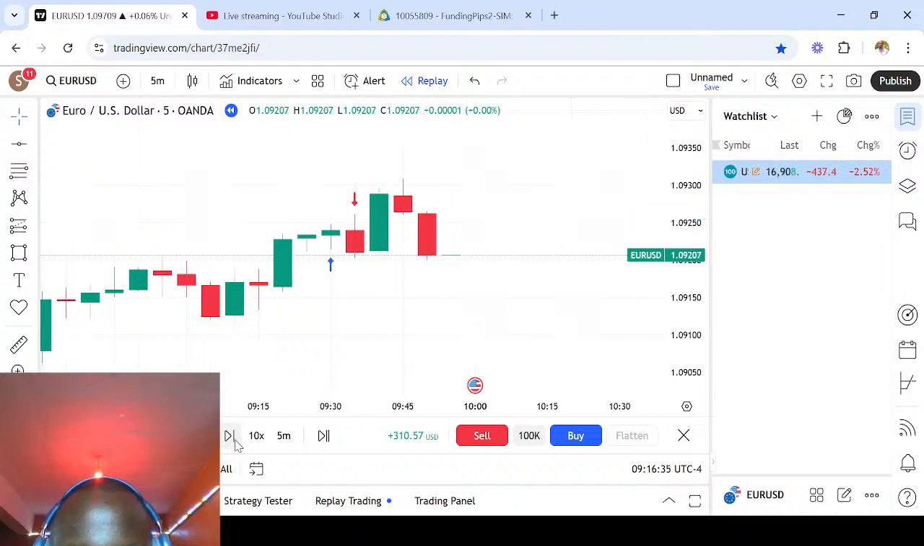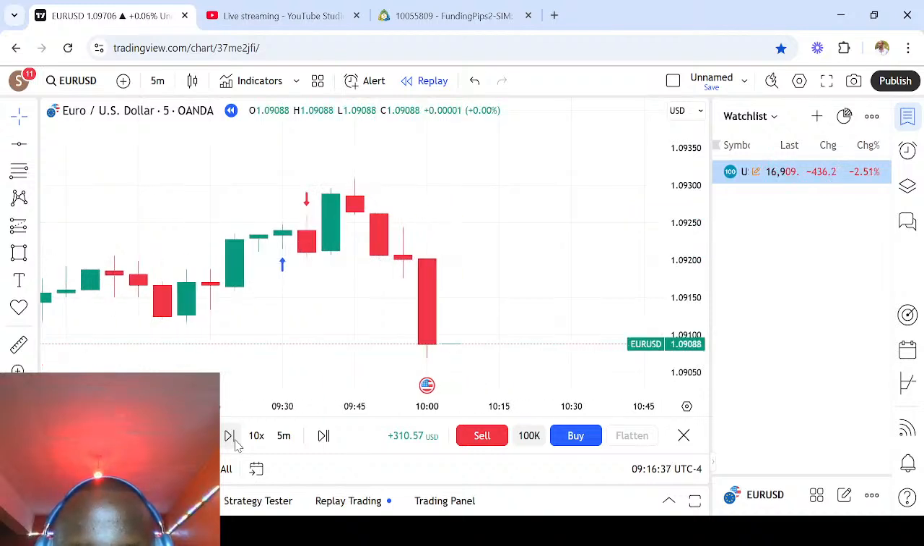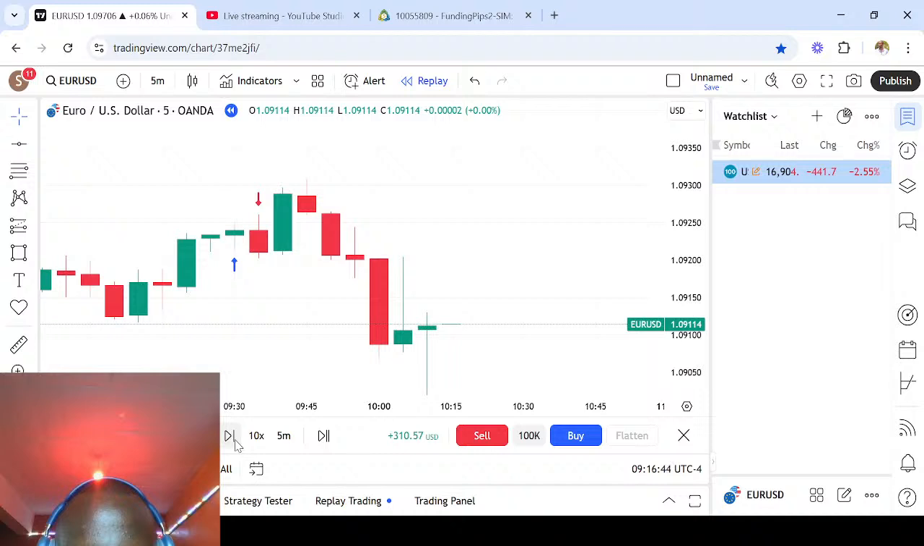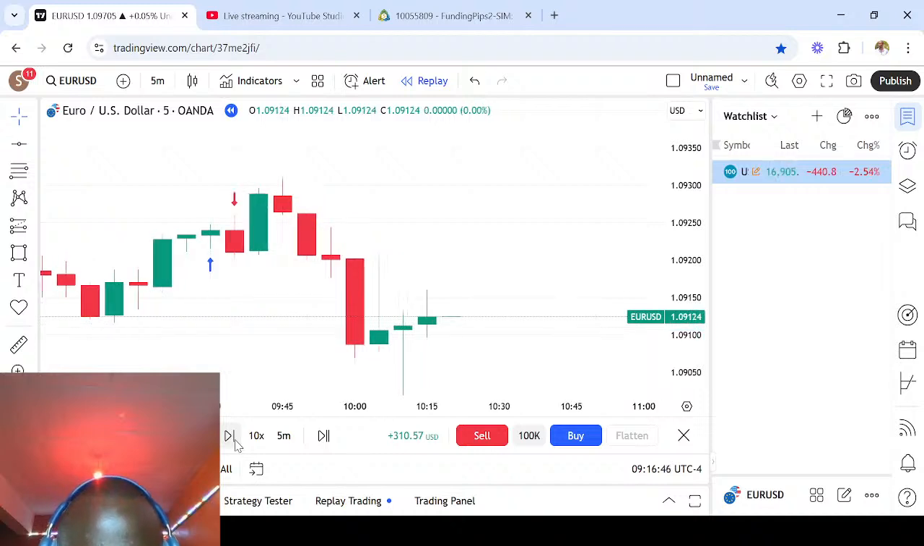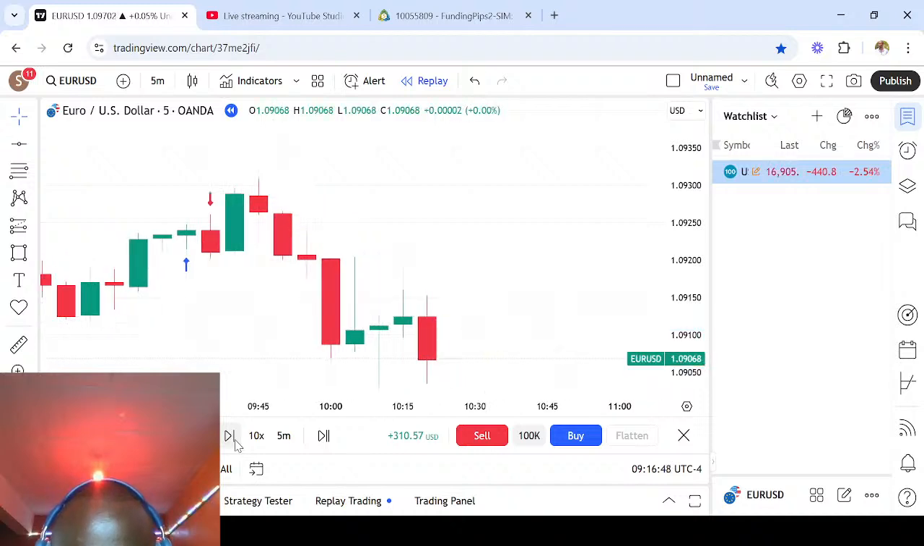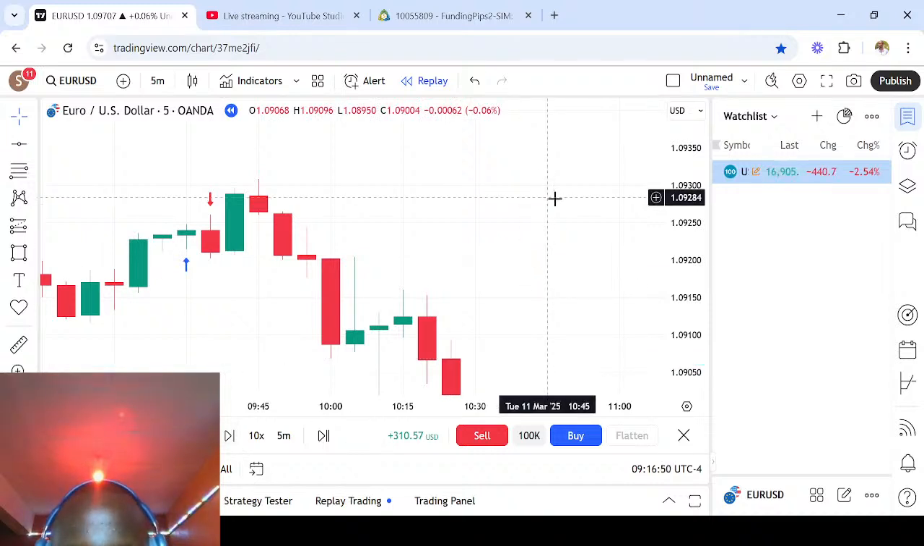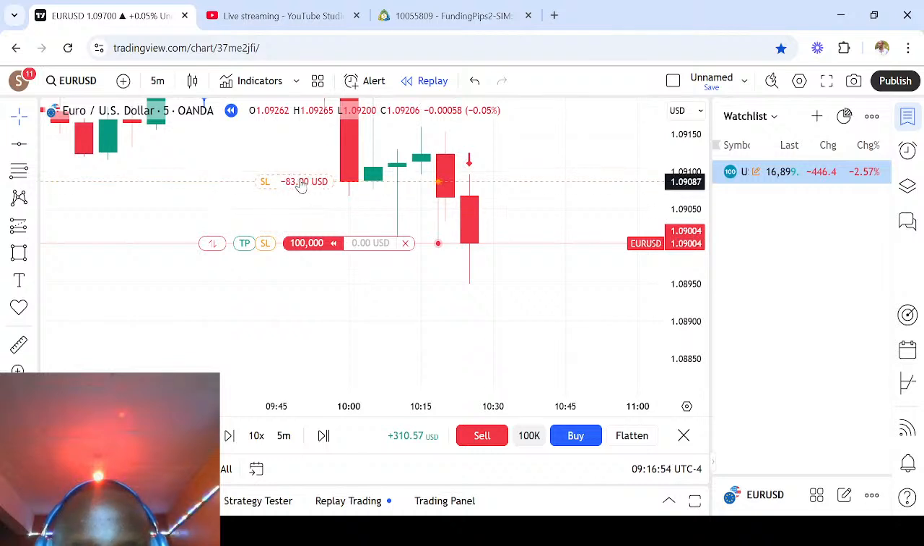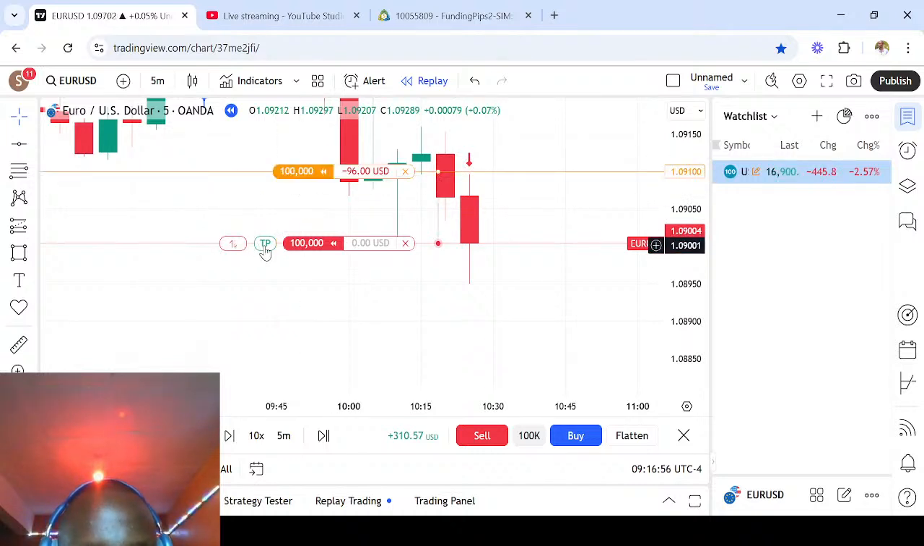We have news, we wait for news. What's happening? I don't think price is going. Yes, we have our sell signal here. We sell. Stop loss is above that candle. 100, we are going for 200. So let's see how this one plays out.